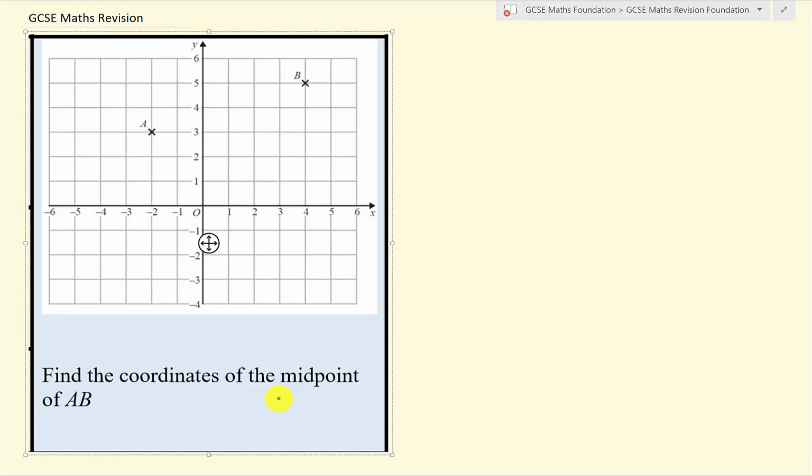Find the coordinates of the midpoint of AB. So we have point A and point B. Now, we know that to find midpoints of coordinates, we need to find what coordinate A and coordinate B are first, and then we're going to add the x coordinates and y coordinates together and divide them by 2. So we're going to add the x coordinates, find the midpoint of that, and add the y coordinates, find the midpoint of that by dividing by 2, and that will be our midpoint for the line AB.